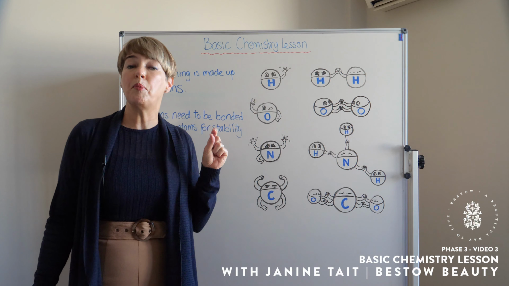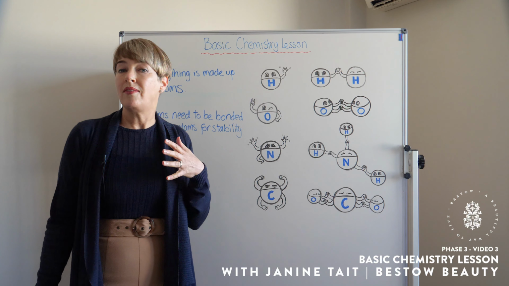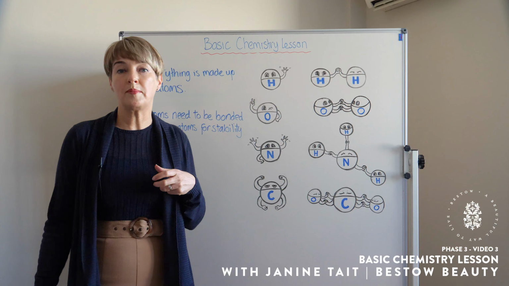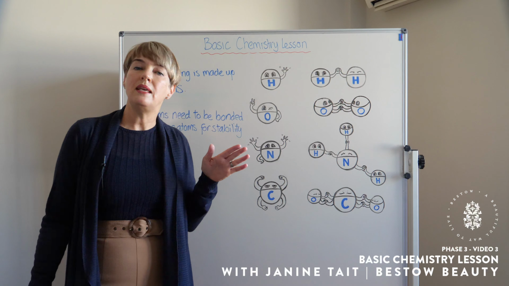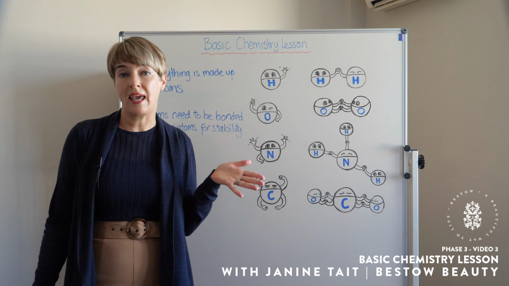The other important thing to remember about chemistry is most atoms are not stable on their own. They need to be bonded with other atoms in order to be happy and stable. And these could be atoms of their own type, or it could be different types of atoms. And how many different atoms they need to be bonded to depends on how many free hands they have.